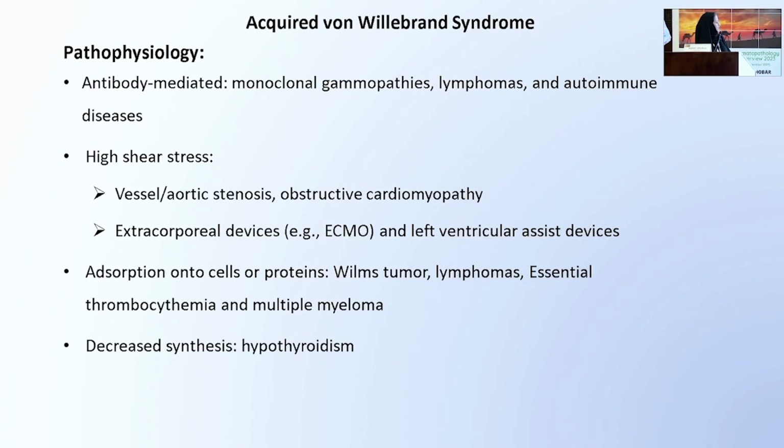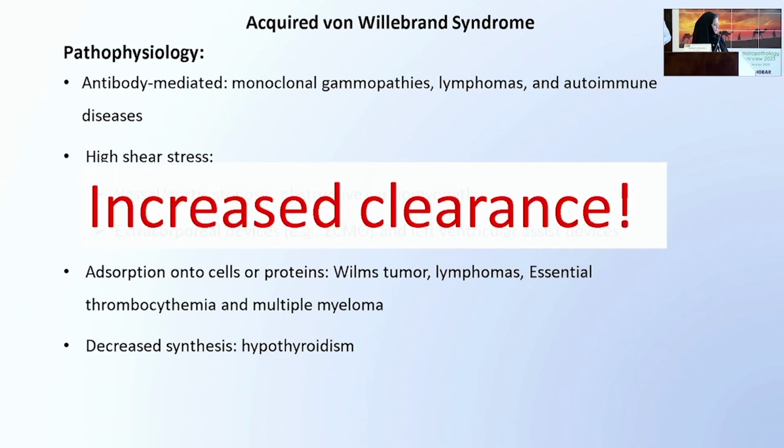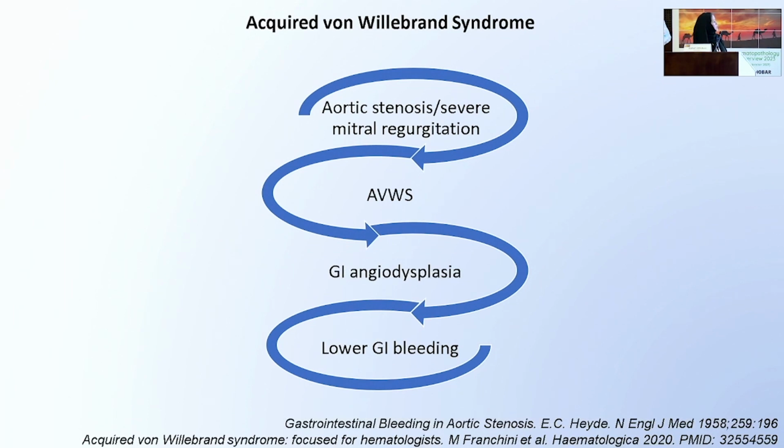Less commonly there is decreased production, as in hypothyroidism, which is a general state that causes reduced protein synthesis. So the most common form is really increased clearance of the protein. So in some patients with valvular defect, particularly aortic stenosis or severe mitral regurgitation, this high shear stress activates von Willebrand and causes its premature clearance from the circulation. So these patients acquire von Willebrand syndrome.